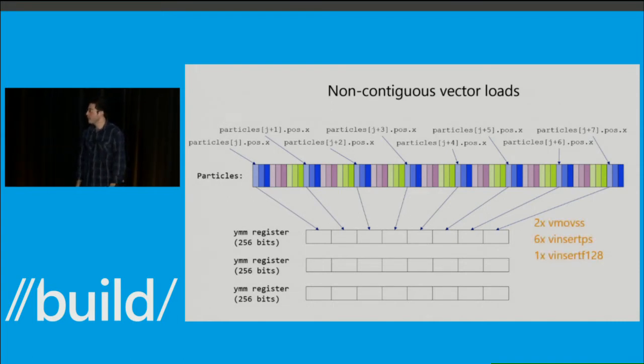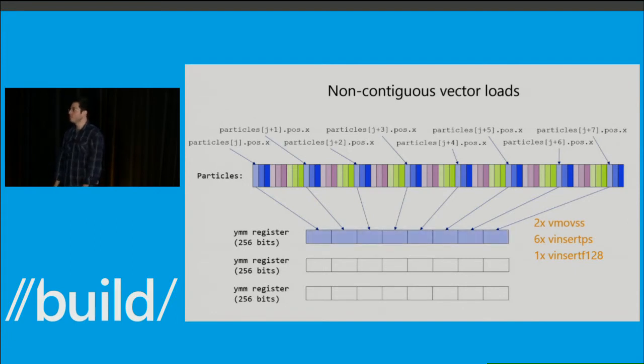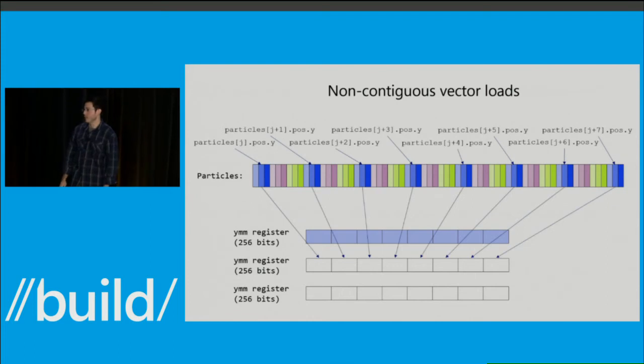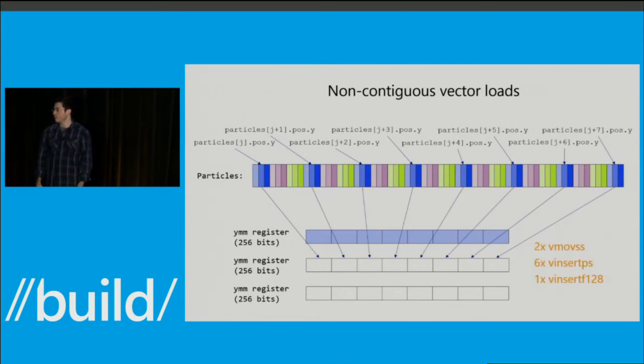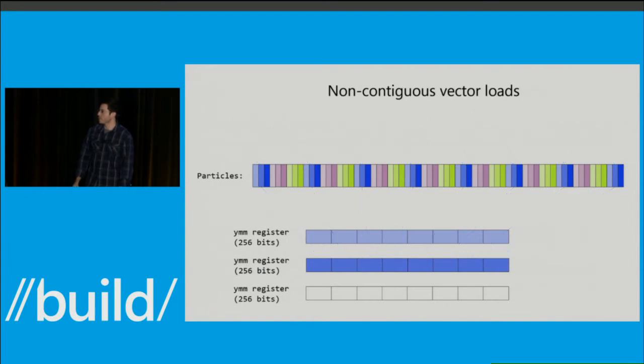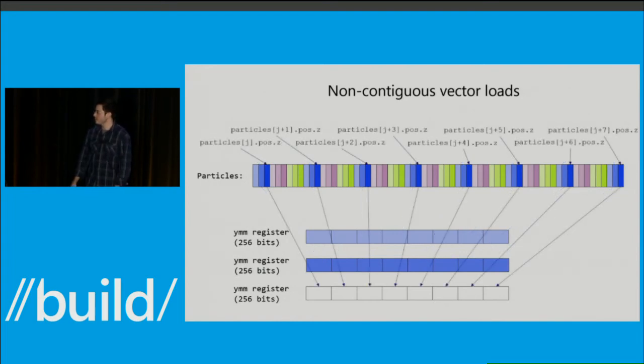And the way we do that is with 9 instructions. 2 of these vmovss, 6 vinsertps, and 1 of these vinsertf128. It doesn't really matter what they do. The point is that there's 9 of them. And that's just for the x position. Then we have to move on to the y position. And again, to get all the y data, it's another 9 instructions that are basically loading memory and shuffling it around to be able to store it in a YMM register. And then again, the same thing for the z position.